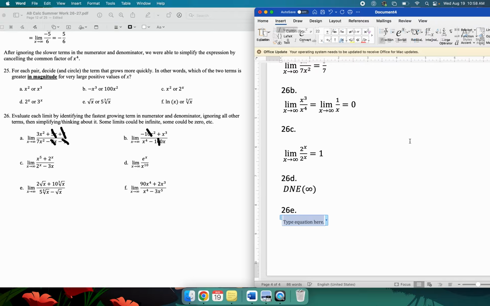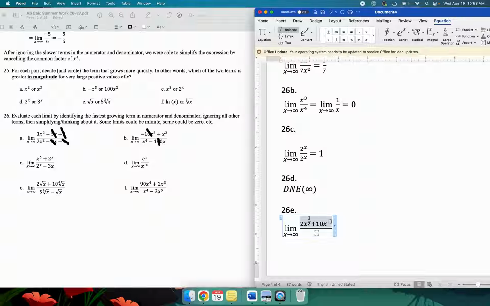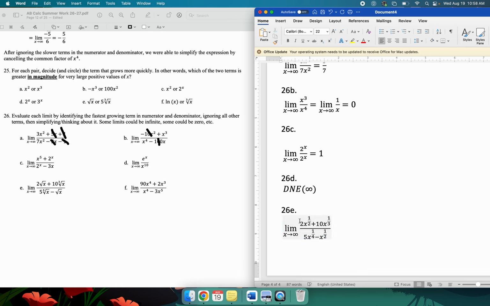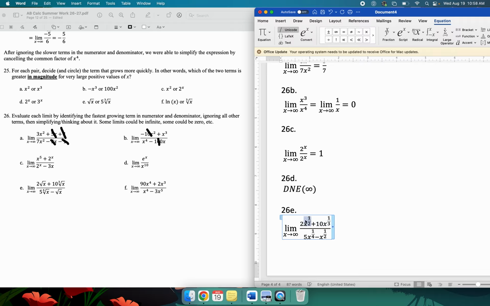Okay, e. Well, I think we need to think about which terms matter. It might be helpful to think about the exponents here. That root x is x to the 1/2. That cube root of x is x to the 1/3. 5 times x to the 1/4 minus x to the 1/2. So in the numerator, which terms grow fastest? I think it's this guy, because 1/2 is bigger than 1/3. So that exponent is bigger than this exponent.